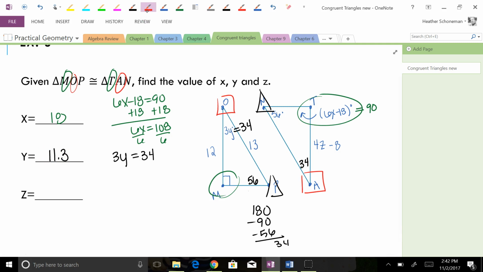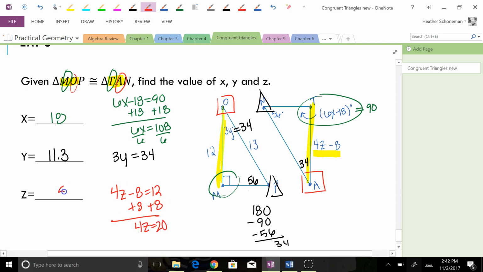Alright, last but not least, Z. Now Z is a side, and how did I know it was a side and not an angle? Well, there's no degree symbol, so that Z is TA. So TA has got to match MO. Now if I look over here, MO is how long? Well, it's 12. So that means that 4Z minus 8 equals 12. So I'm going to add 8 to both sides. So 4z equals 20. So when I divide, z is 5.